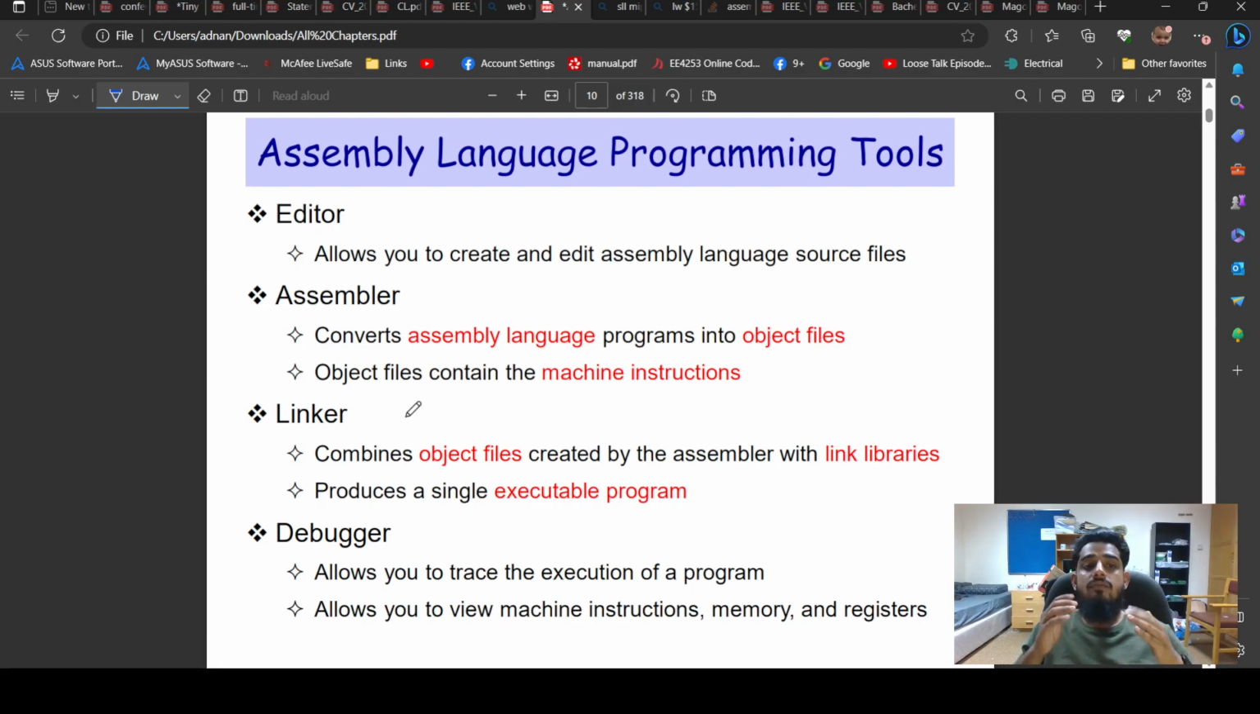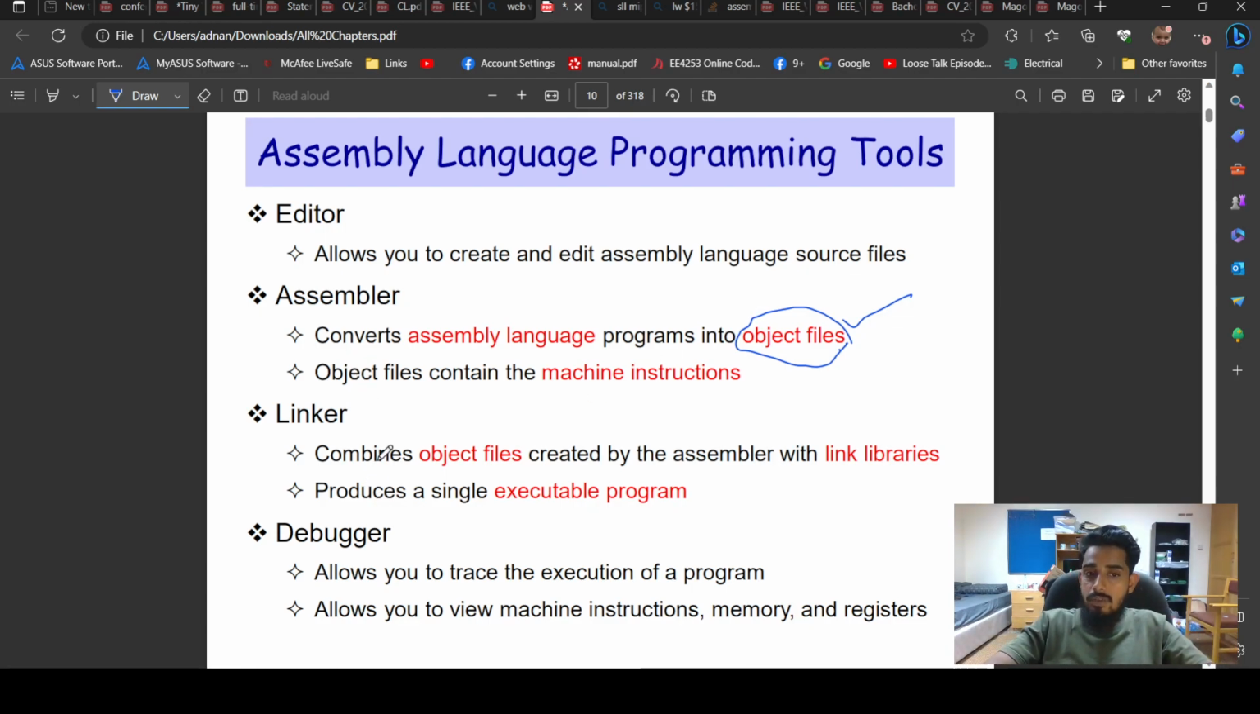And what is the assembler? The assembler converts the assembly language program toward machine language, and it creates an object file. It's very important to see what the assembler does. The object file contains the machine instructions. What is an object file? Object files are nothing, just machine language instructions.